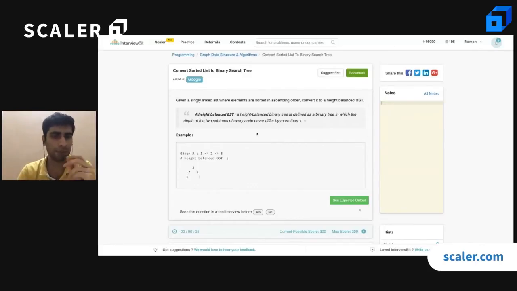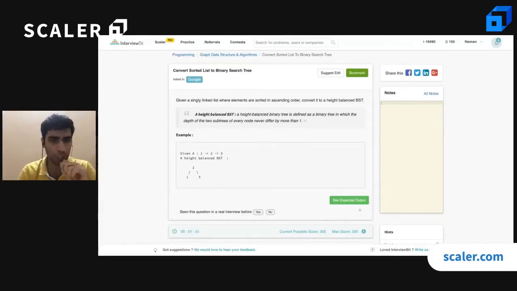What the problem says is that you are given a singly linked list like 1, 2, 3. The elements are in sorted ascending order, and we have to convert it to a height balanced binary search tree. What we mean by a height balanced binary search tree is that the height of the left subtree and the height of the right subtree should be almost equal. In the worst case, the difference between those two heights should be one. One subtree can have a height of 3, the other a height of 4, or vice versa. That is fine, but no more than a difference of 1.